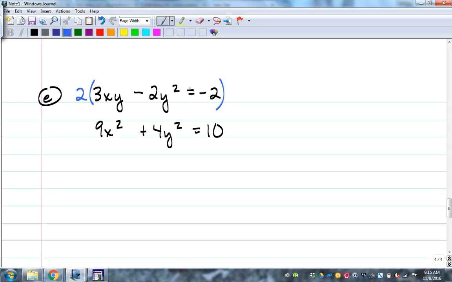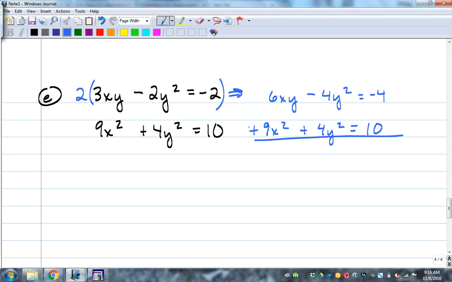That's a good idea. That's going to give us 6xy minus 4y squared equals -4. And then this one's staying the same, 9x squared plus 4y squared is equal to 10. When I add those two together, yes, the y squareds cancel out. I get this 9x squared plus 6xy equals 6.